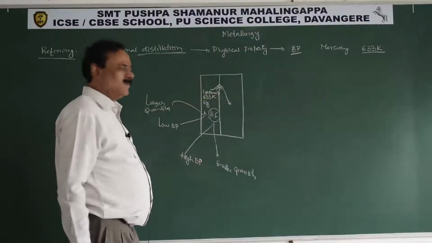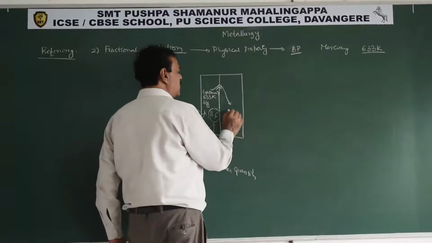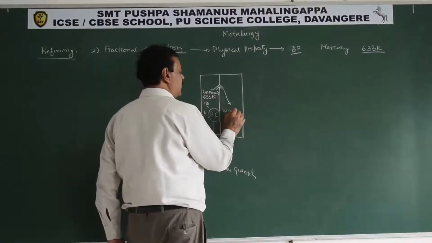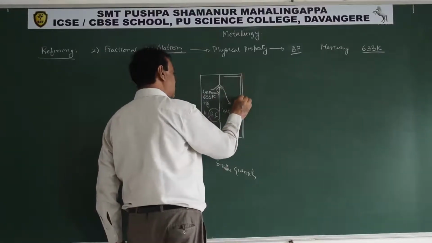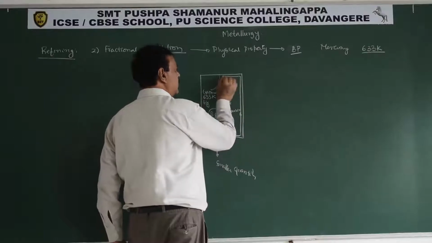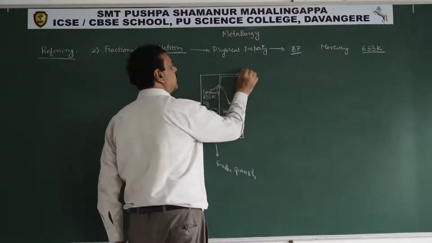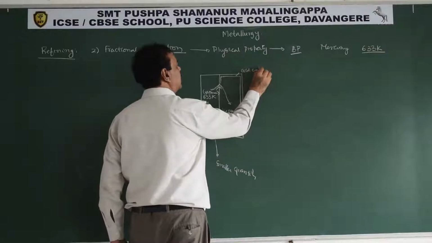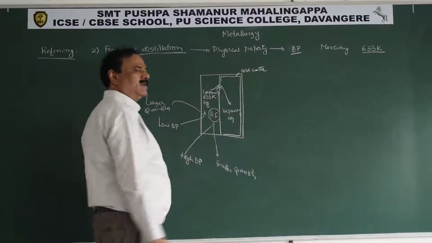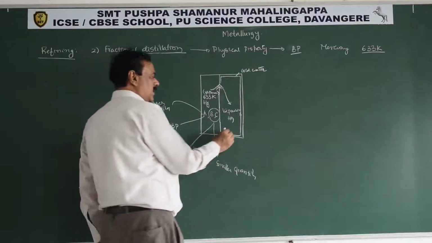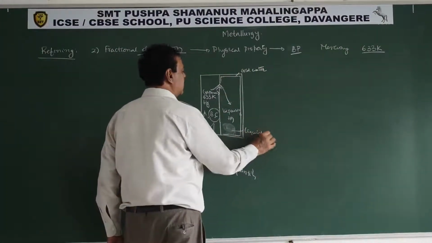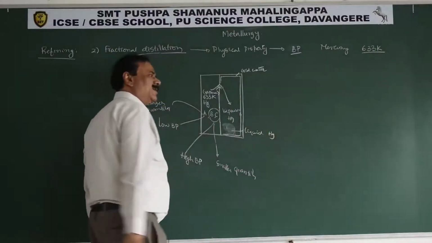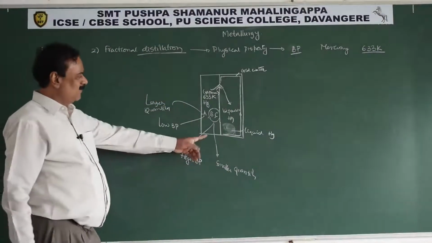This is an exit. Here the vapor of mercury is subjected to a cooling operation. Cold water is circulated around it. What happens when the cold water is circulated? The vapors of mercury are condensed. Therefore, liquid mercury is obtained at the bottom of the fractionating column. Is it clear?